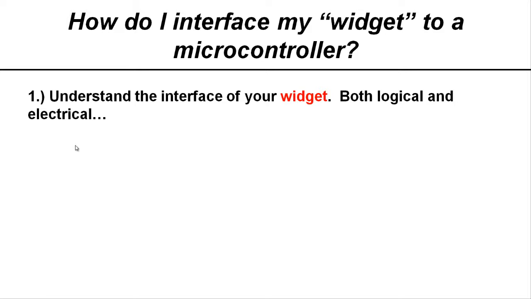So here is the first thing you need to do: you have to absolutely understand the interface to your widget. So I'm going to underline the interface to your widget. There are two sides of this, both the logical and electrical. By electrical, you've got to understand, does it need 5 volts? Does it need 3.3 volts? Is it analog? Is it digital? You've got to understand that. And not only that, you have to understand, does it need a serial port? Does it need 8 data bits?